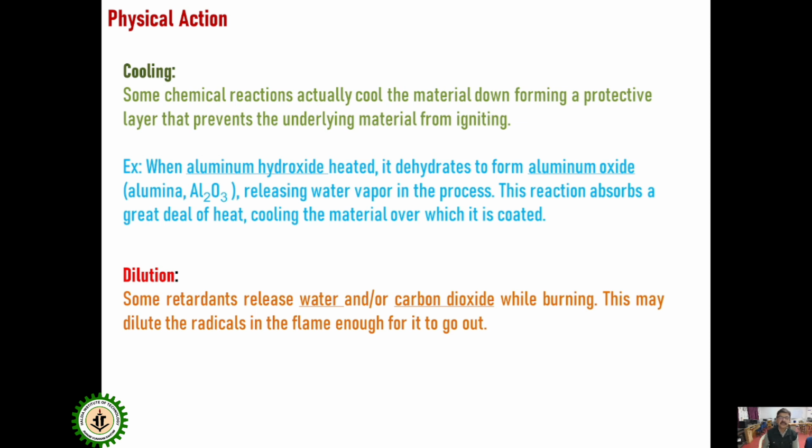Physical action: if we look into the physical action of the flame retardant, some chemical reactions actually cool the material down, forming a protective layer that prevents the underlying material from igniting. One example is aluminum hydroxide: when heated, it dehydrates to form aluminum oxide, Al2O3, releasing water vapor in the process. This reaction absorbs a great deal of heat, and that's why the system is cooled down further.